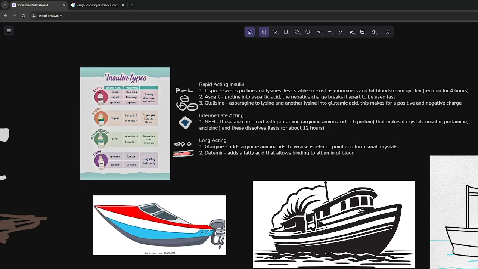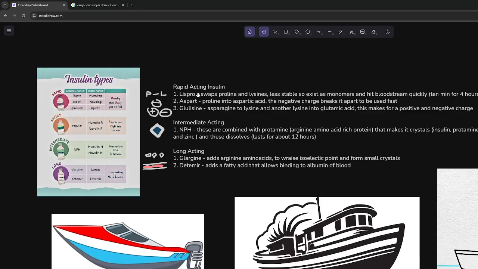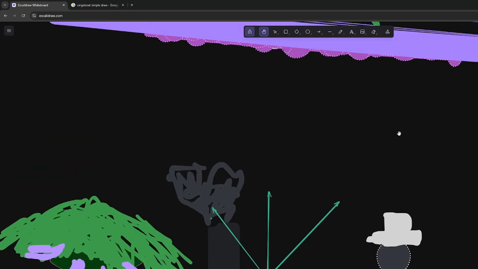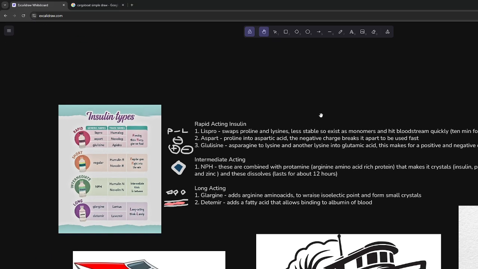The way that rapid acting works is that in lispro, it swaps proline and lysine. So there are two, proline and lysine, on the chain, and this swapping of the amino acids makes it exist more as monomers, and that's how all these rapid ones work, but in different ways. Lispro is less stable and exists more as monomers and hits the blood quickly, in about 10 minutes or so, and it lasts about 4 hours. That's more so how a lot of these are.